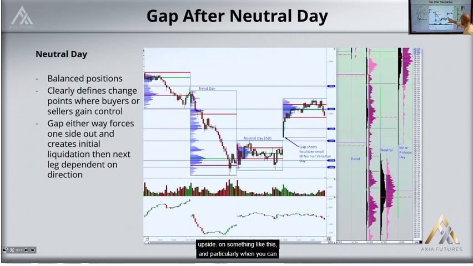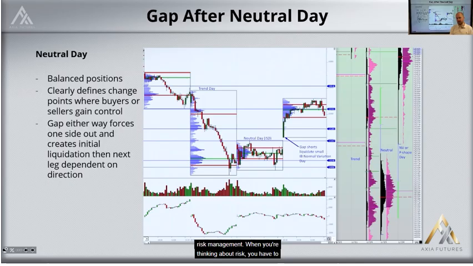On something like this, and particularly when you can measure your risk quite tightly, a lot of trades are about asking yourself, what's the risk that I'm facing? You've got a 25 tick risk. It's not a small risk, but it's a trade where there could be some value in playing this straight from the open because of the situation. So when you're thinking about risk, we'll do more on risk management.